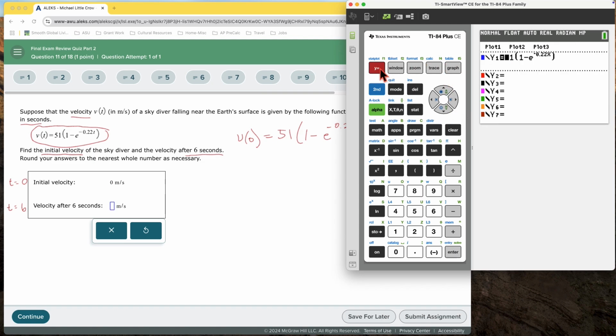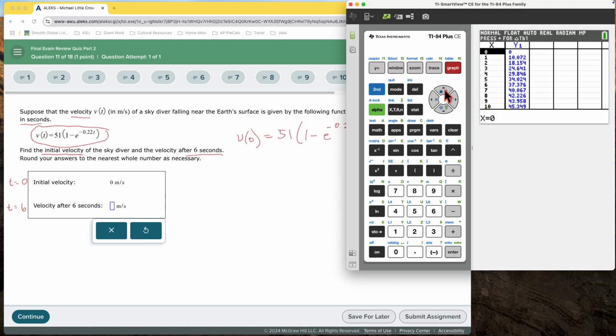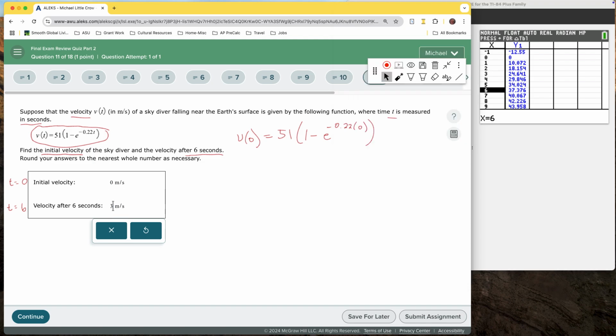Let me just do 1 minus e to the minus. Okay, so that's going to get all my stuff right. Sometimes they're looking at the velocity picking up, the speed picking up, but it is going downwards. So I don't know. This tells us what it is. So when we go out to 6 seconds, we got 37.376, and we're to round our answers to the nearest whole number. So this will just be 37 meters per second.